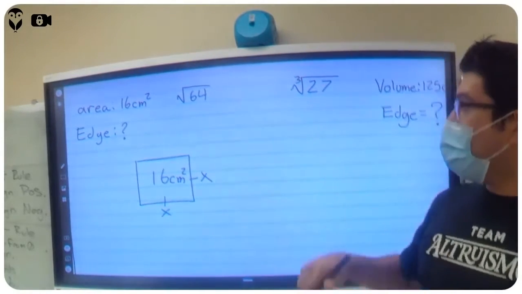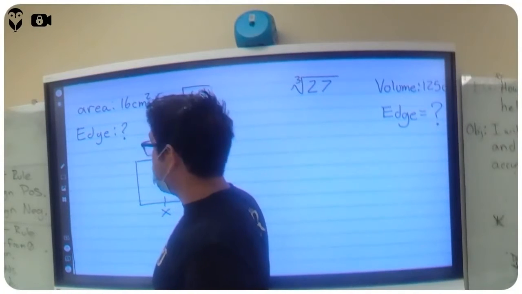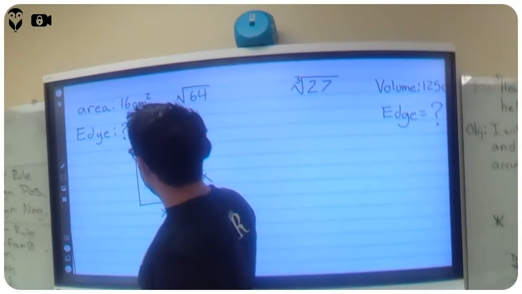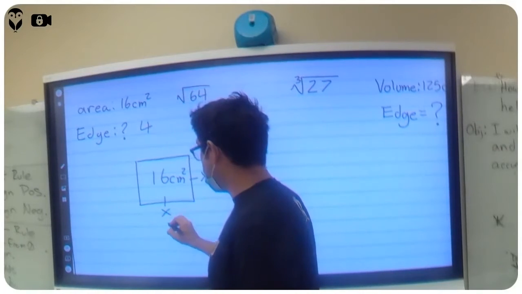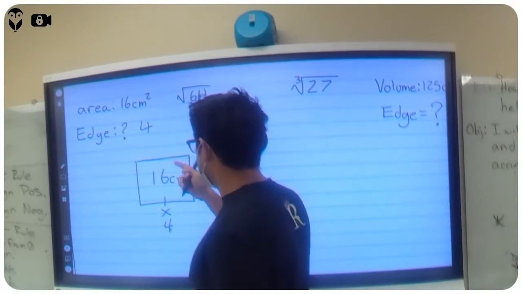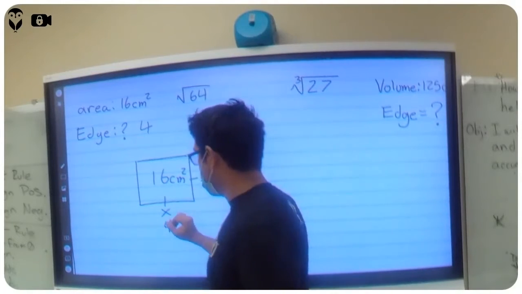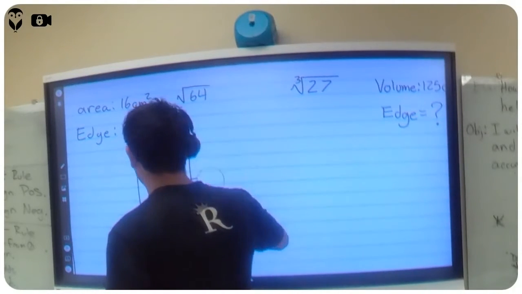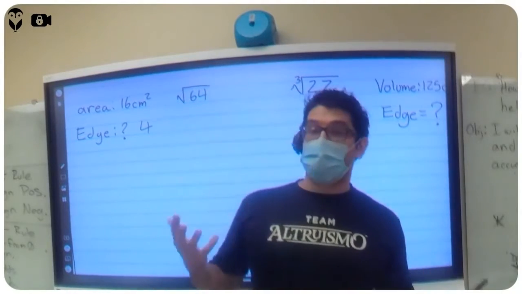So what number times itself gives you 16? The answer has to be 4. Each edge is 4. Why? Because 4 times 4 will give you that. Oh, Mr. Castro, I could have used 8 and 2. You can't because this is a square. In this section, we were just using squares. So if it's a square, all the sides are the same length.